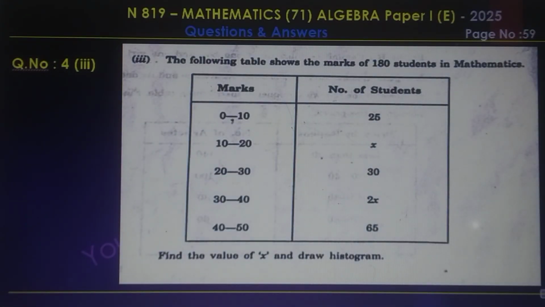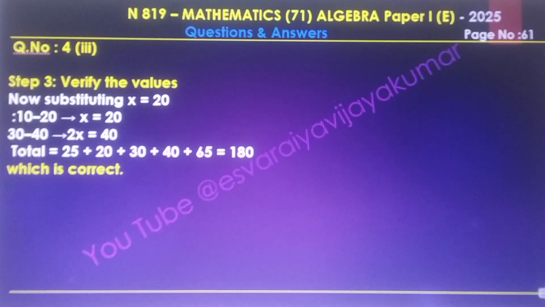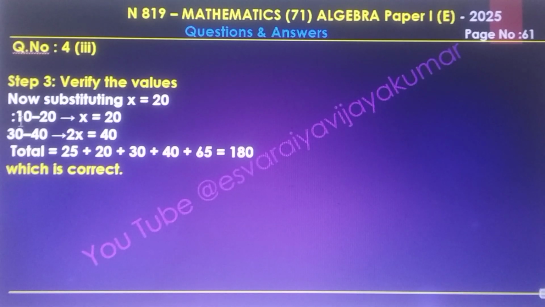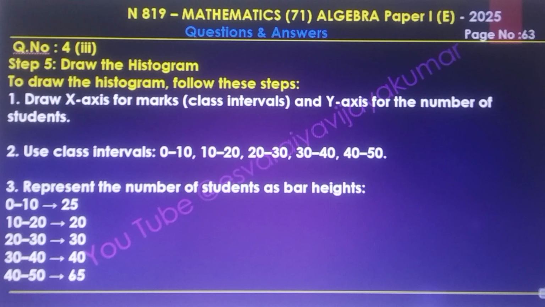4.3. Here is the table. The total number of students given is 180. Then 25 plus x plus 30 plus 2x plus 65 equals 180. Step 2, x equals 20. Step 3, verify the values: x equals 20. The total 25 plus 20 plus 30 plus 40 plus 65, finally we get 180, which is correct. And step number 4, the same table, and step number 5 we get like that.